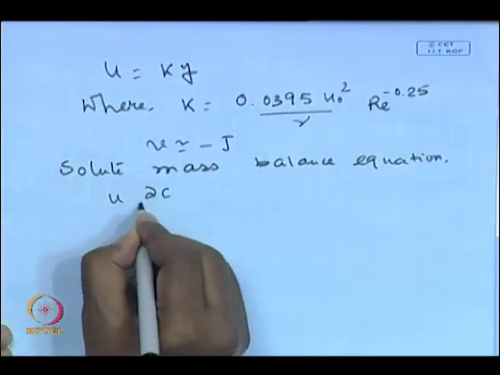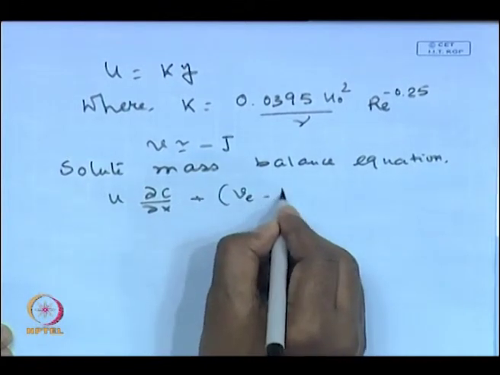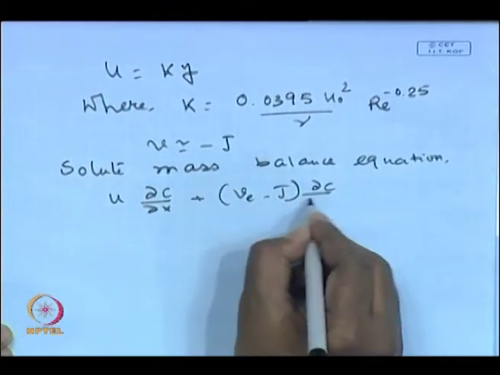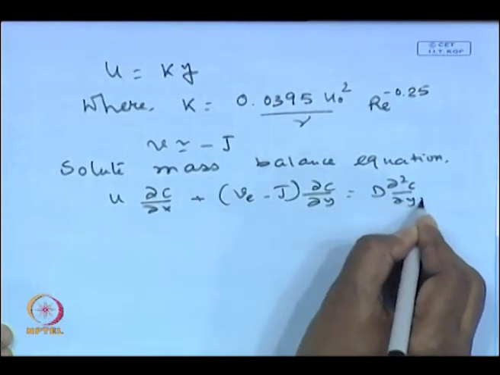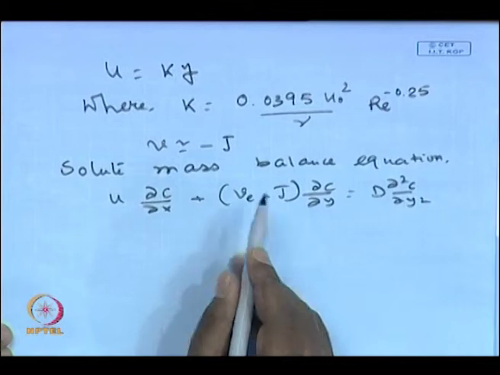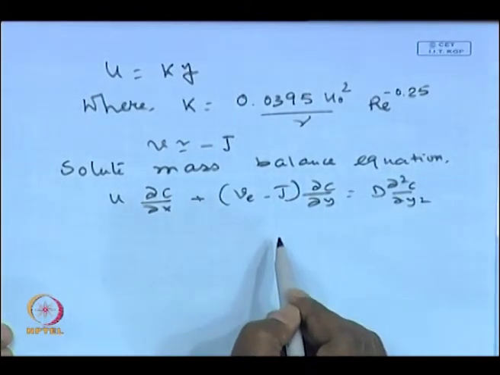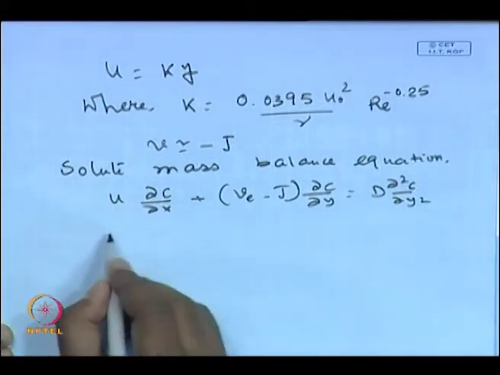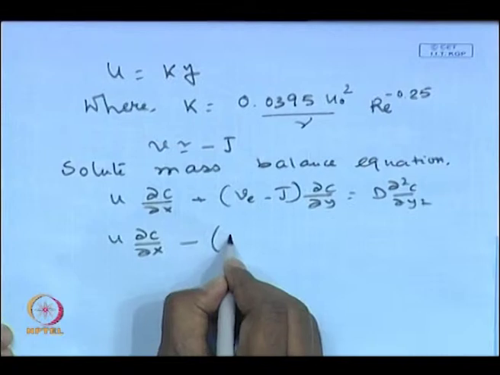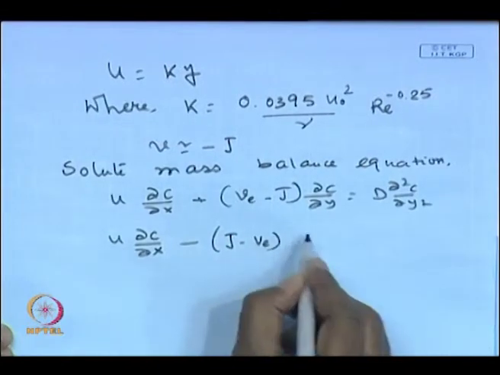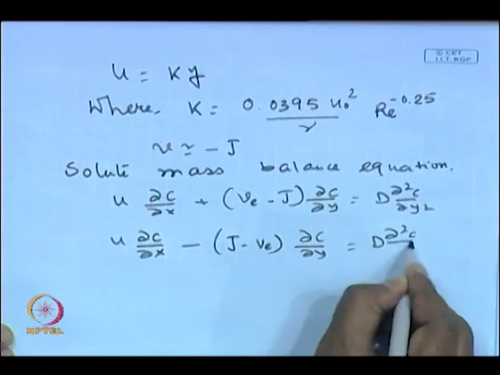U del C del x plus (V E minus J) del C del y is equal to D del square C del y square. That means, your electrophoretic velocity is in the upward direction, J is in the downward, in the opposite direction. Okay. So, U del C del x minus (J minus V E) del C del y is equal to D del square C del y square.